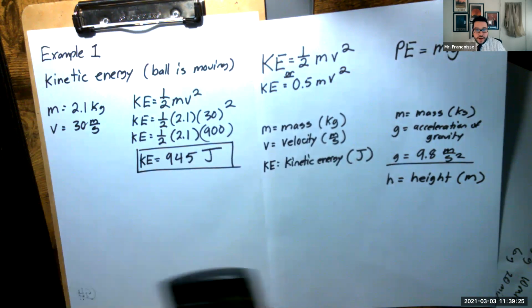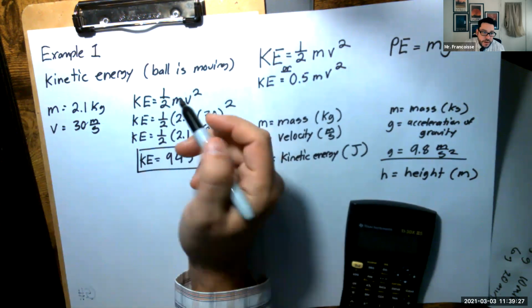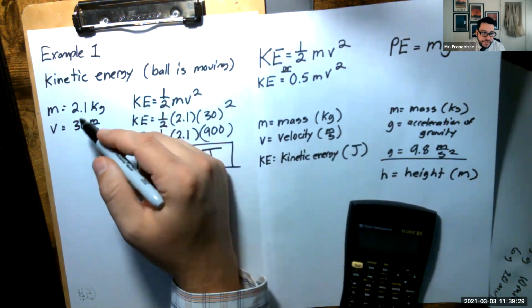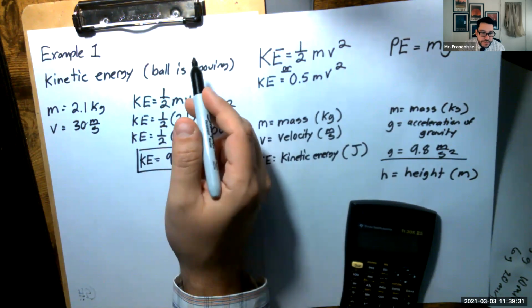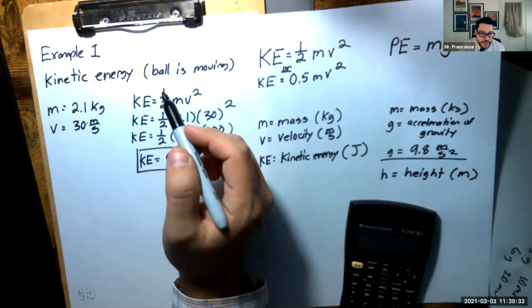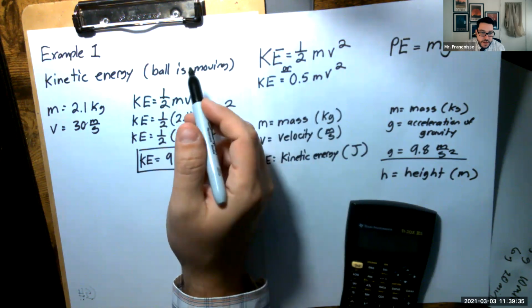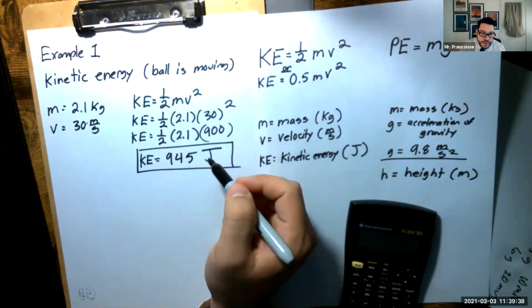So that's how we would go about a question like problem number 1. We're given velocity, so we know that the ball is moving, so that we can find the kinetic energy. And we plug in with this equation here.